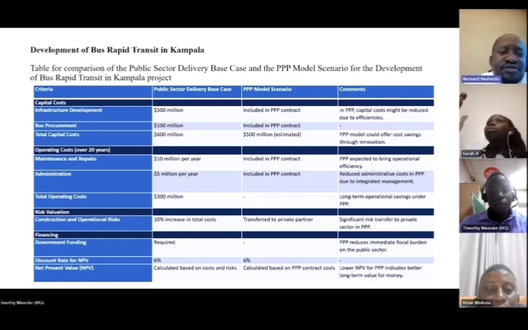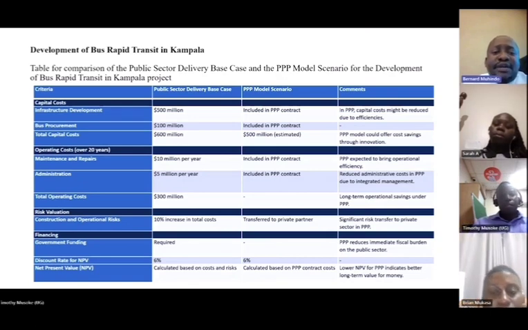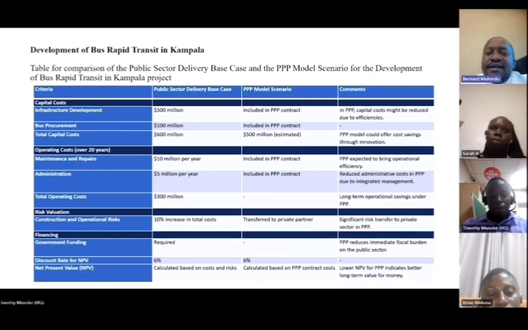Thank you, Brian. We also looked at another project, development of bus rapid transit in Kampala, where we compared the costs of the public sector delivery base case and then the PPP model scenario, where we saw that the costs and risks are higher for a public sector model if a project is to be taken on by the public sector, and then lower for the private model scenario.